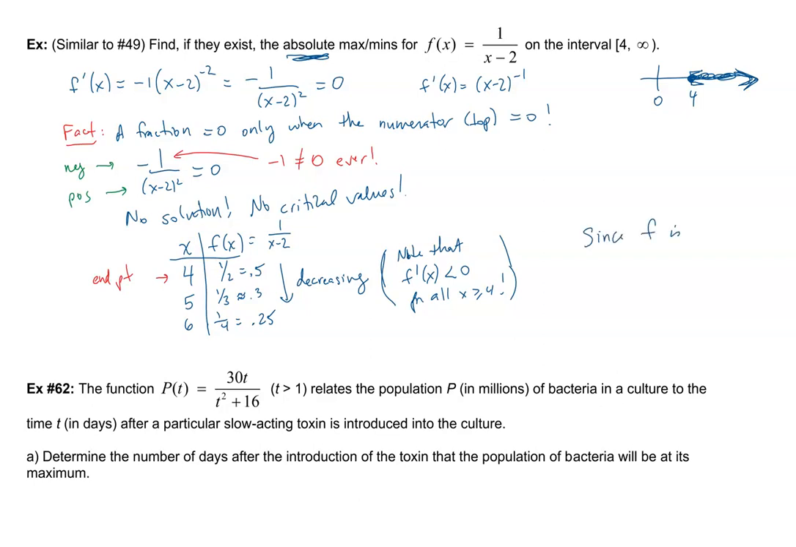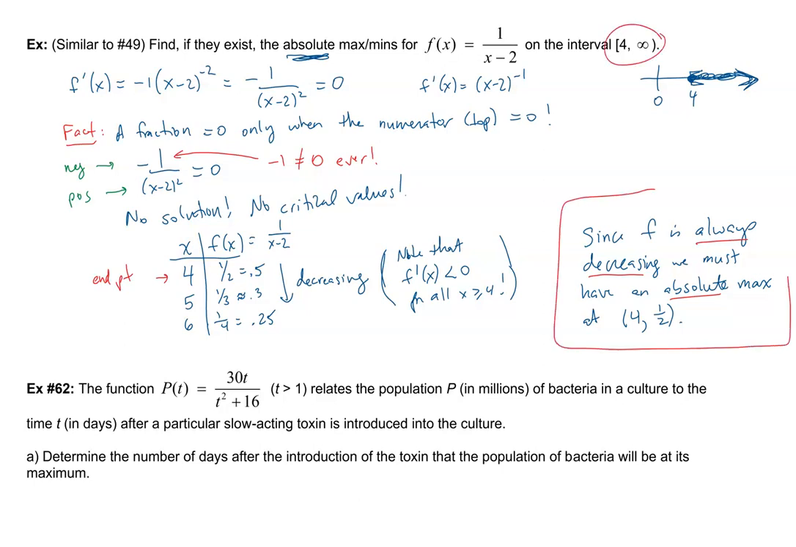And I'm going to write that down. So since f is always decreasing, that derivative is negative, we must have an absolute max at that starting point for this interval, 4, 1/2. So that's how we answer that.